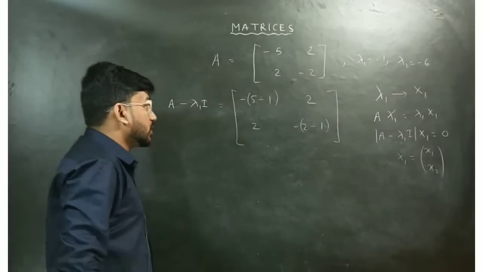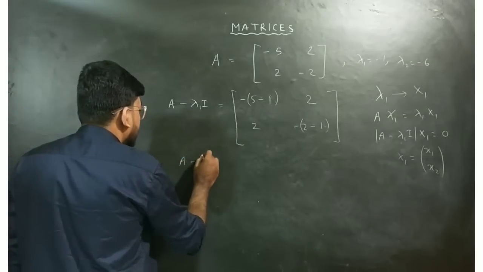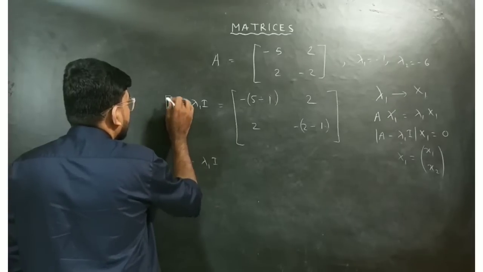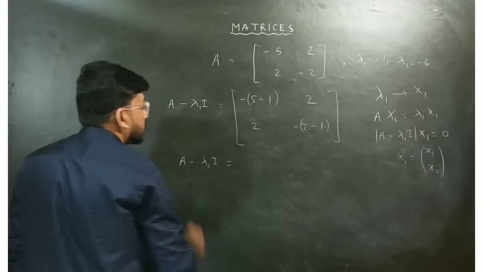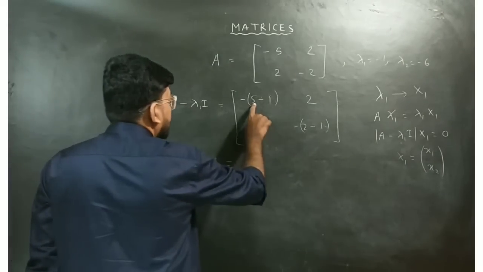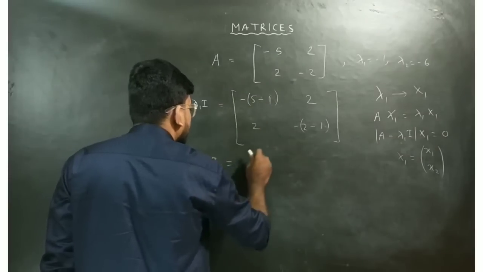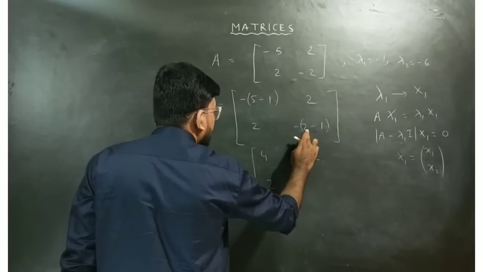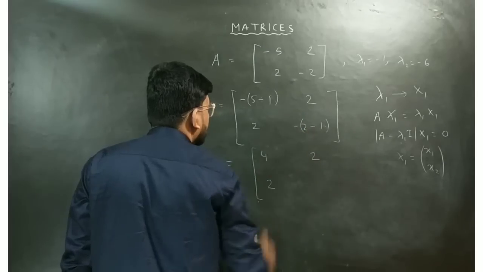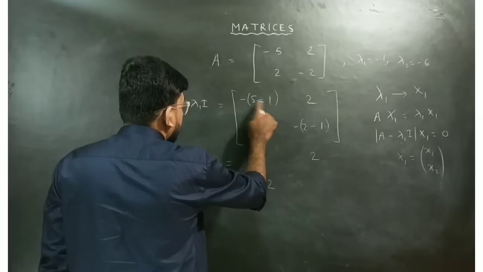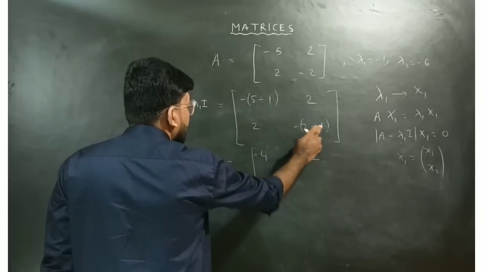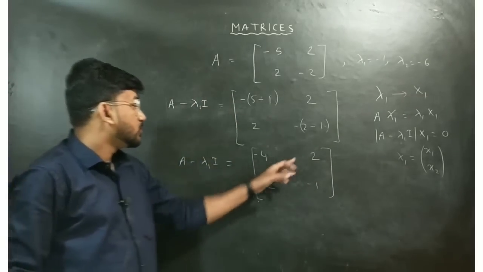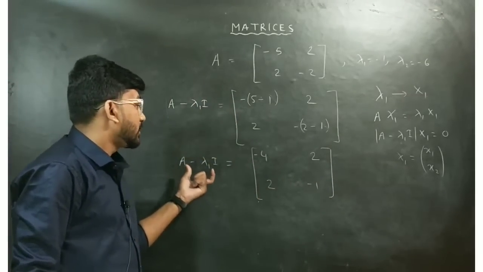Okay, so what you will get for A minus lambda 1 I: minus 5 plus 1, that is minus 4, this is 2, this is 2, and minus 2 plus 1, that is minus 1. So it will be minus 4, 2, 2, minus 1. This is your A minus lambda 1 I.